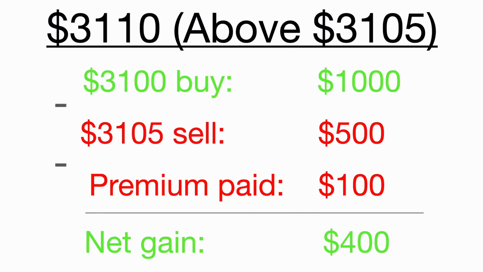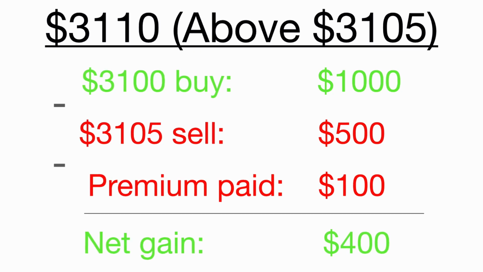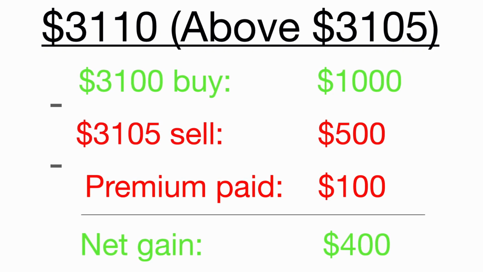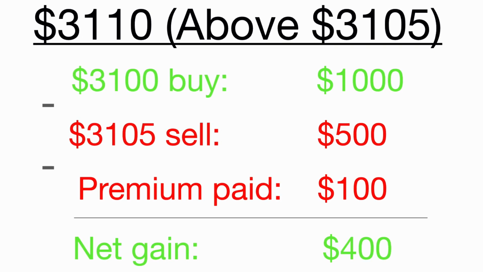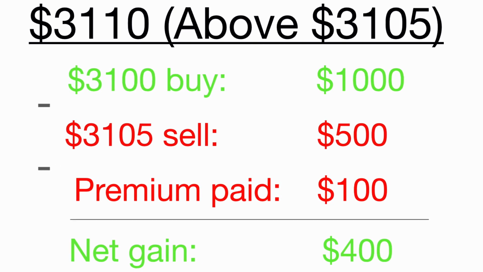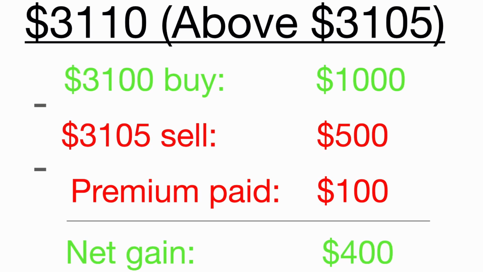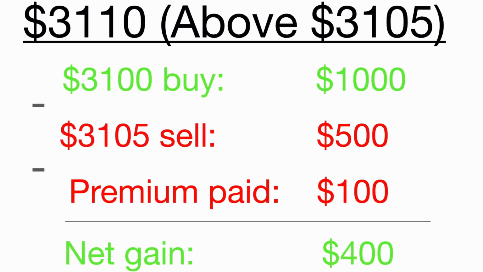Now let's go back to our best case scenario, where Amazon is above $3,105. Let's just say we closed at $3,110 for easy math. That $3,100 call we bought is now worth 10.0, or $1,000, because Amazon is $10 above and we're able to buy 100 shares of Amazon. The $3,105 call that we sold similarly is worth 5.0.